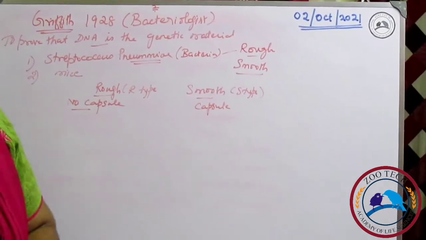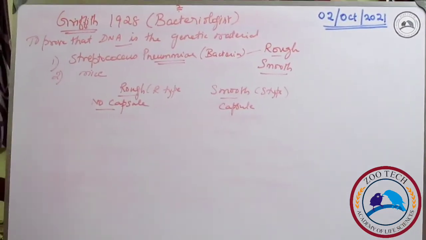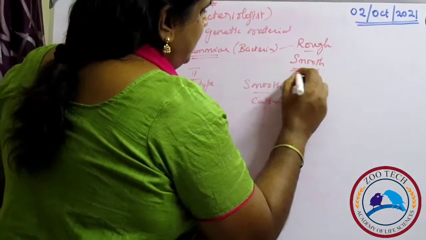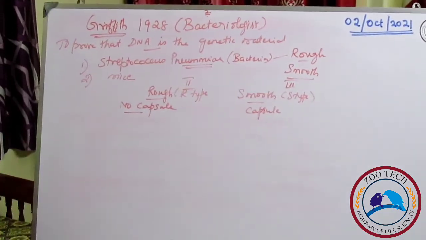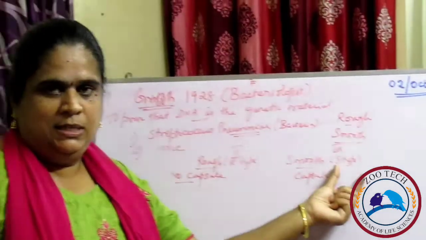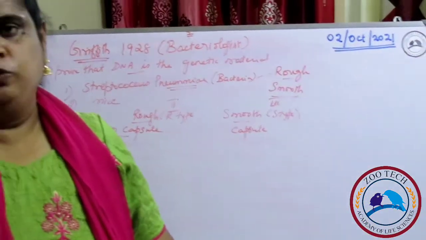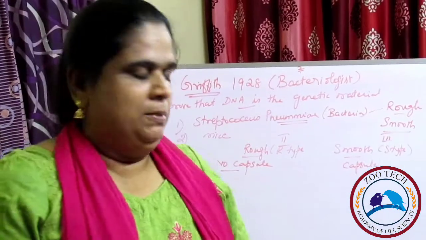So what he is doing is that he has taken the R2 type for the rough, and here he has taken the S3 type for the smooth. Get my point? S3 type and the rough is the R2 type. So now what he is going to do? Now he is going to perform the experiments.